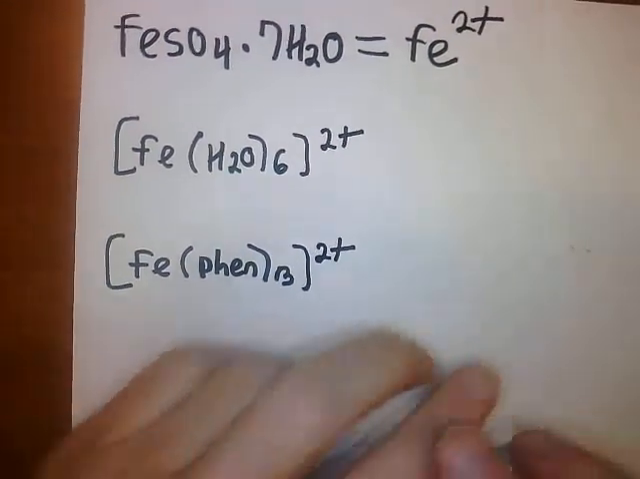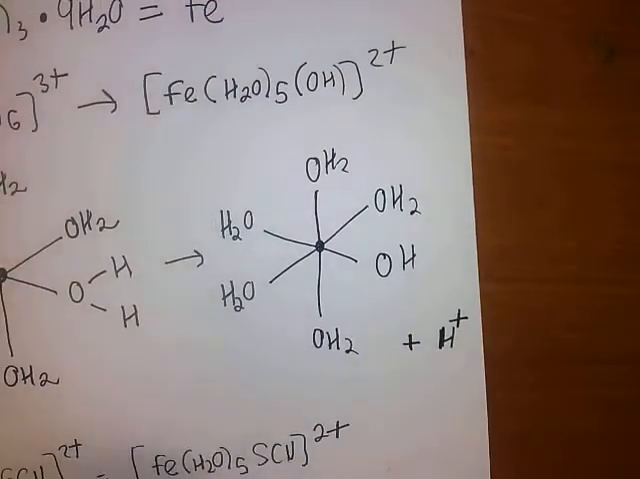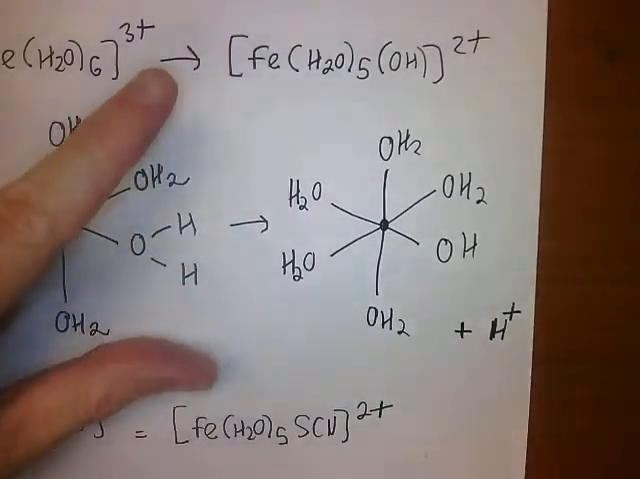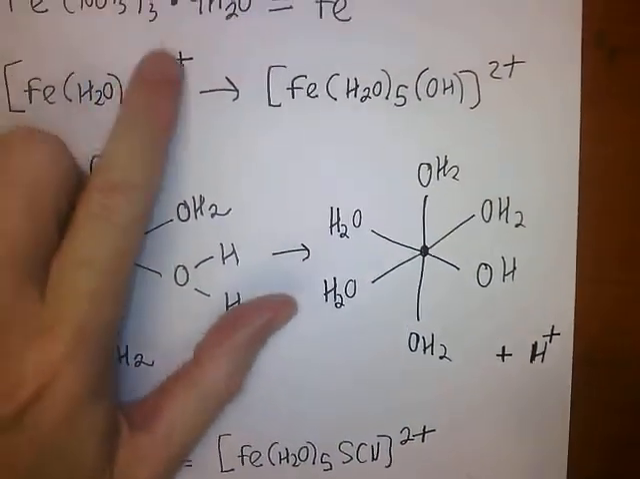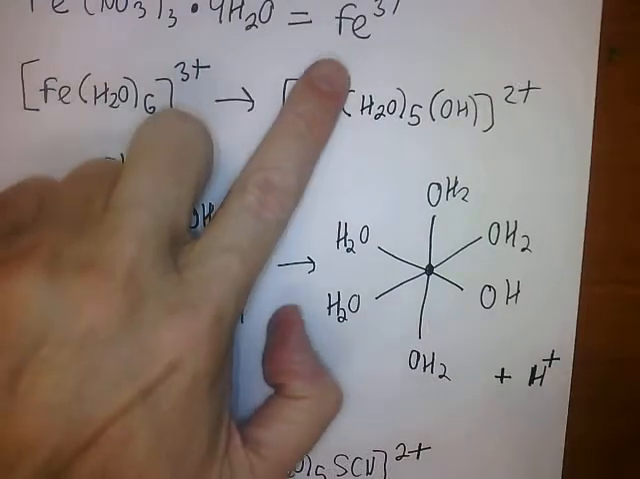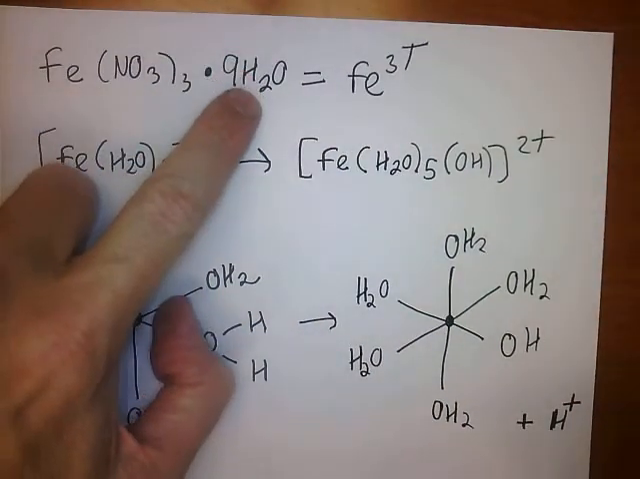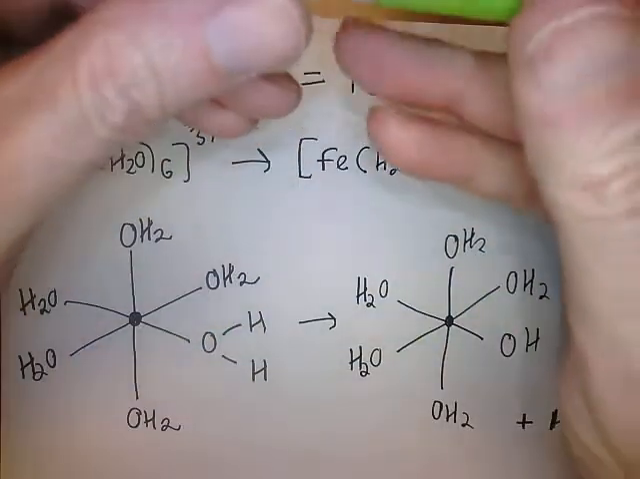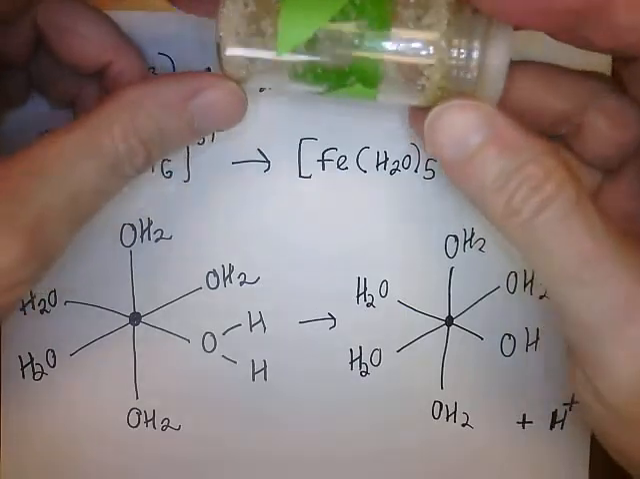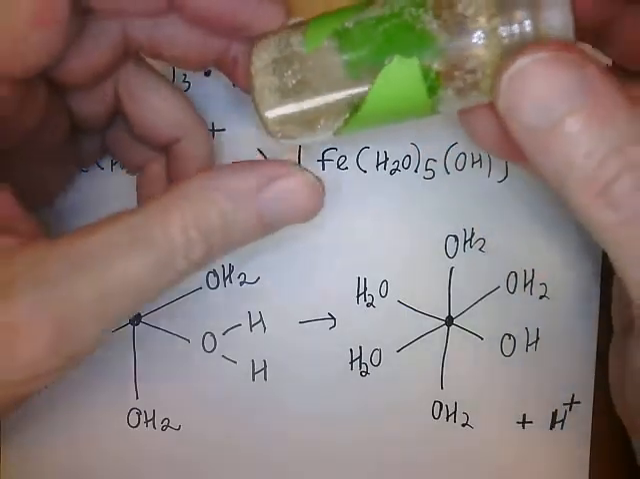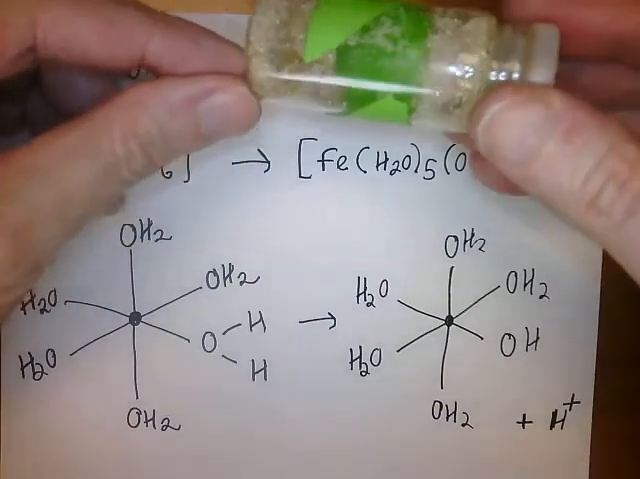So now we'll go on to iron 3. Our source of iron 3 is going to be iron 3 nitrate nonahydrate. That's our source of iron 3. Ferric nitrate with 9 waters, nonahydrate. If you look at this, I don't know how well this shows up, probably not too well, but ideally this thing is a pale violet color.